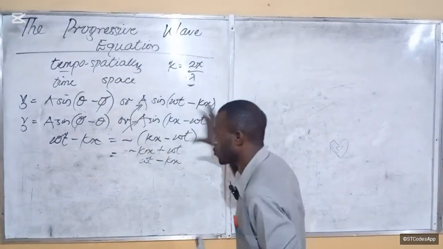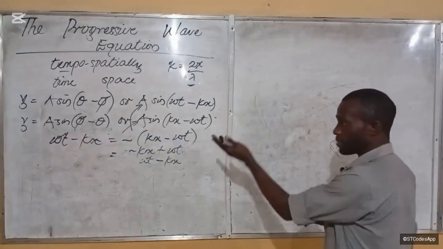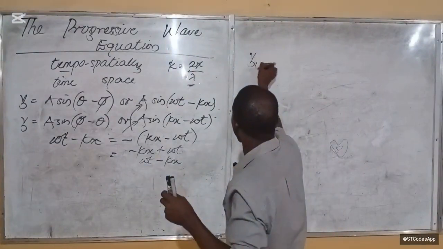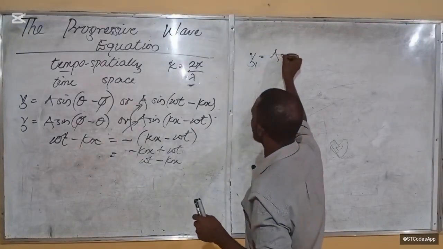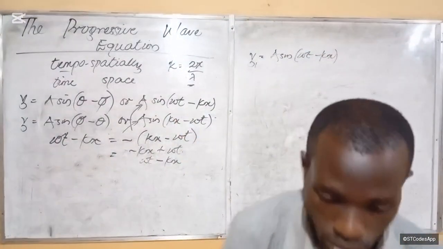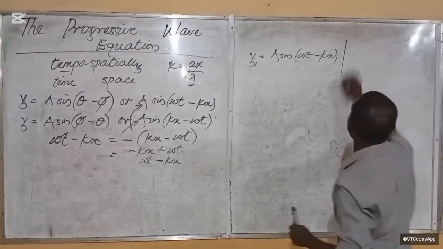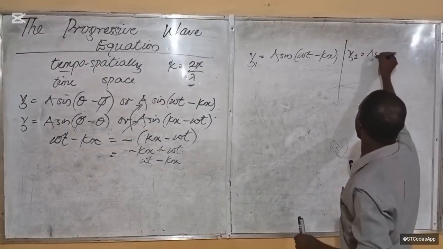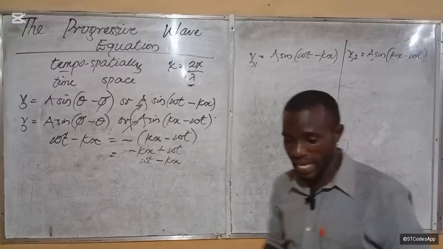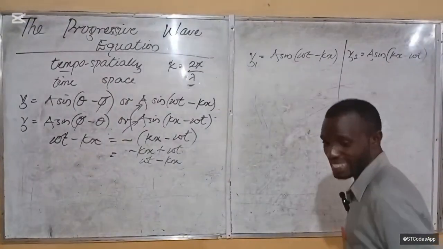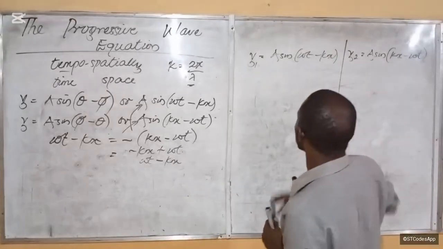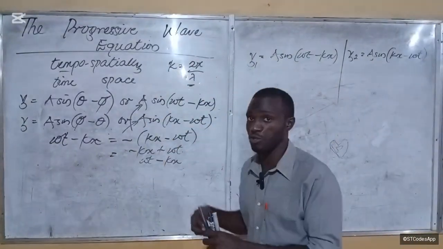So let me quickly show you why this is so. So what this means is that if I am saying that my y1 is equal to A sine of omega t minus kx, and I put y2 to be A sine of kx minus omega t, I am saying that both expressions are the same. They are saying the same thing, okay, but in different ways.